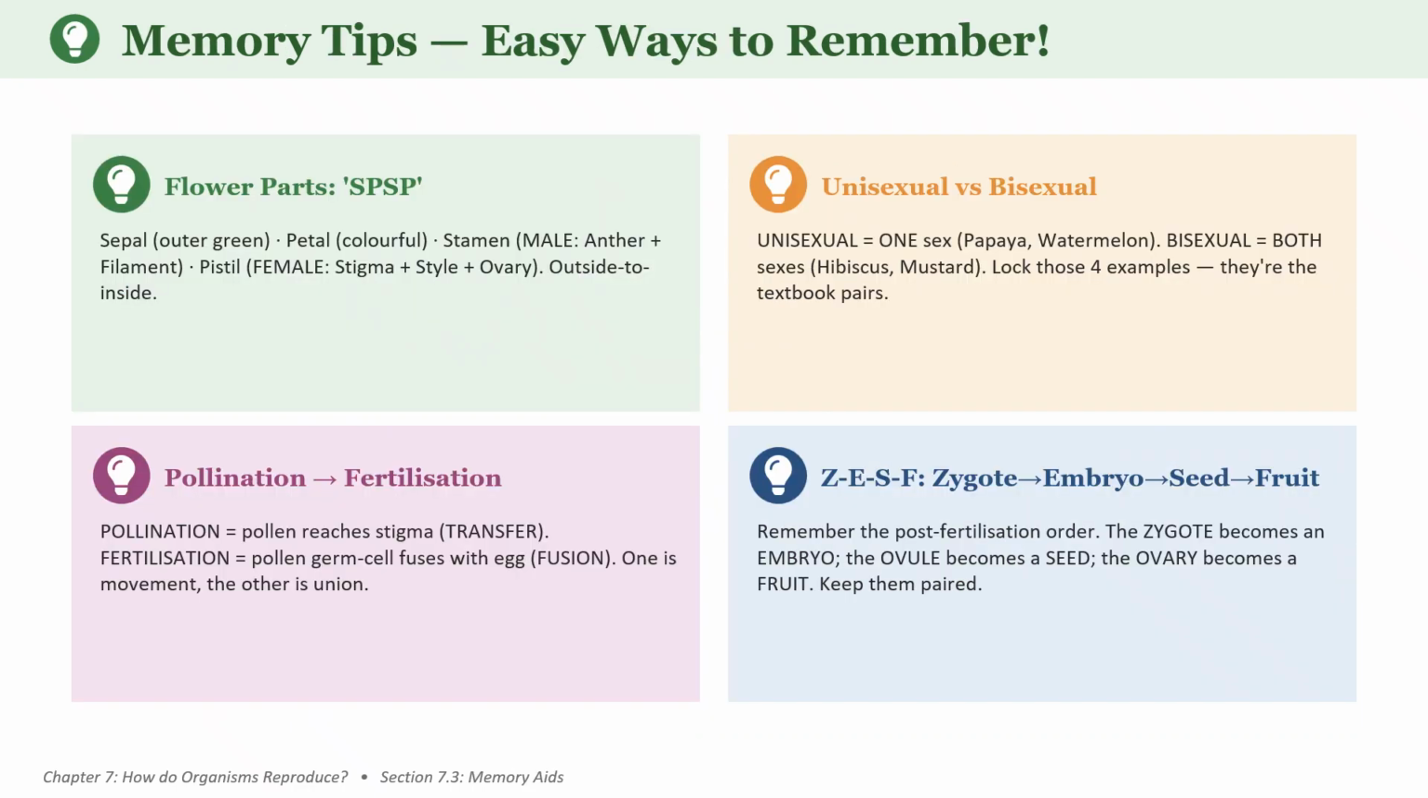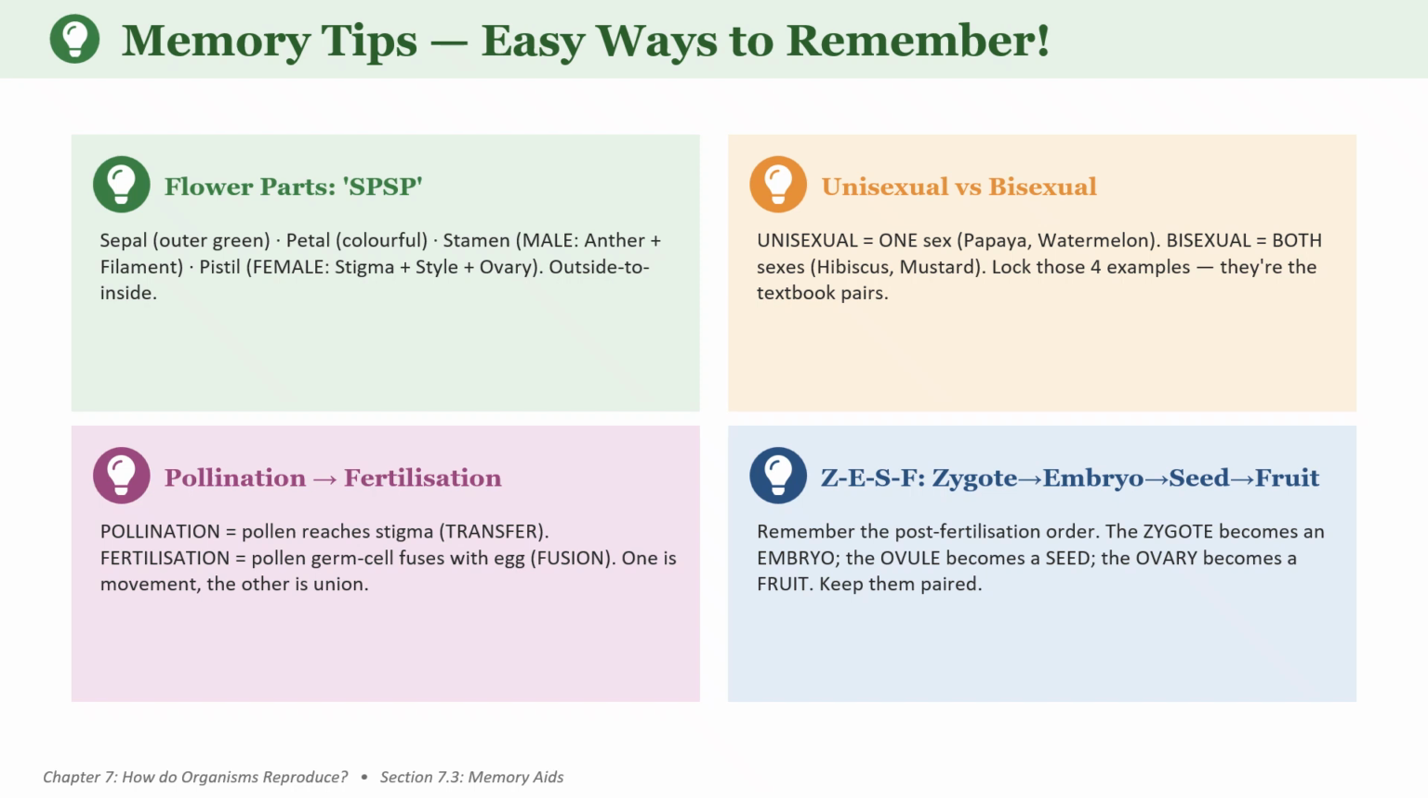Next we are going to see some memory tips and easy ways to remember flower parts. SPSP. What is this SPSP? I have given it from outside to inside. Outside it starts with the sepal. The sepal is the outer green part, the petal is the colorful part, the stamen is the male reproductive part, which has the anther and the filament, and the pistil is the female reproductive part, which has the stigma, style, and ovary. So I have given it from outside to inside.